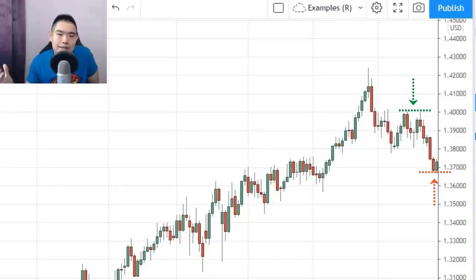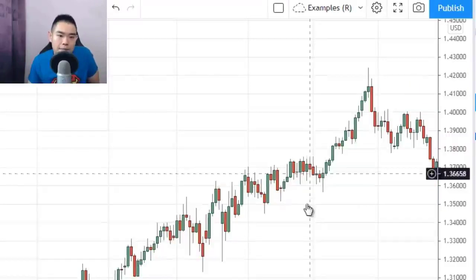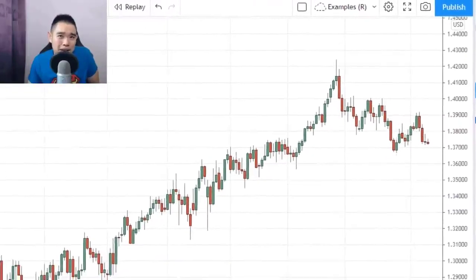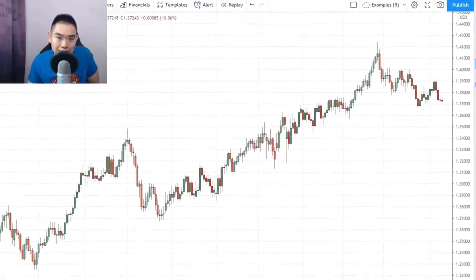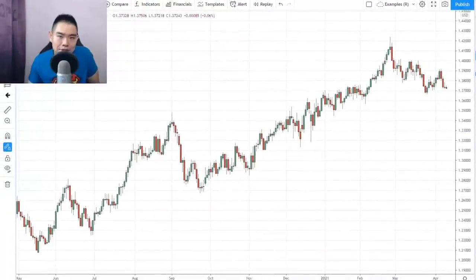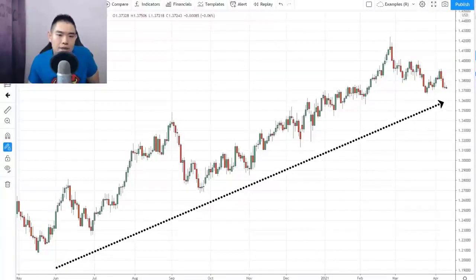But let's take a step back and look from left to right. Again, you want to make sure that you are taking a bird's eye view and not just looking at an individual tree and missing the forest. This is a mistake that I don't want you to make. So if you look from left to right, you can see that this market overall is in an uptrend.